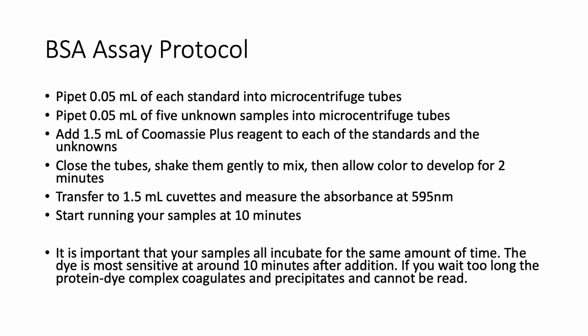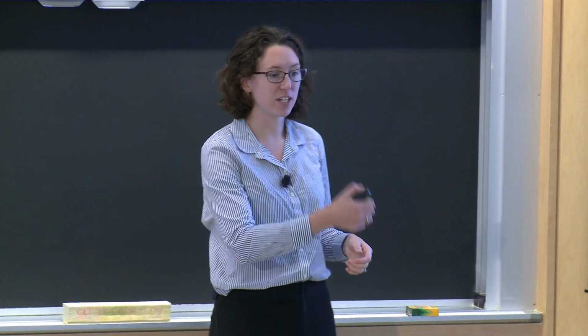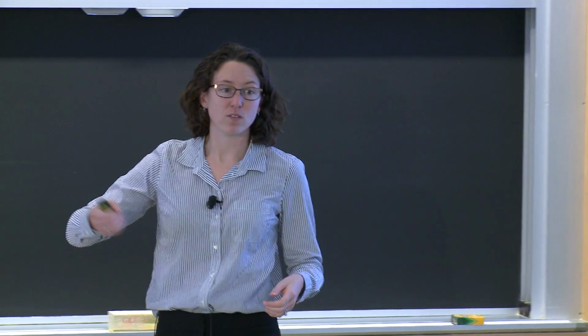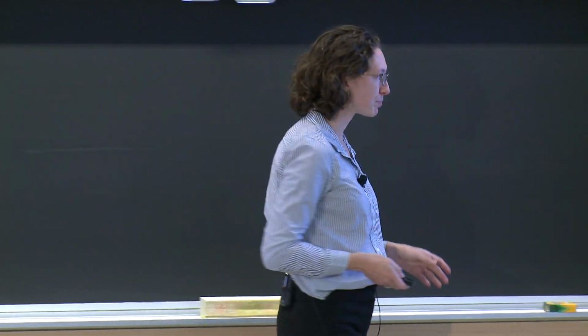You need to start running your samples at 10 minutes, so this is really important. Once you start adding the Coomassie dye, you need to start a timer, because it's important that all of your samples incubate for the same amount of time so that it's consistent. So you don't want to take your time adding it to the beginning samples so that by the time you add it to your unknowns, it's been like 5 minutes. So you want to work quickly and carefully.